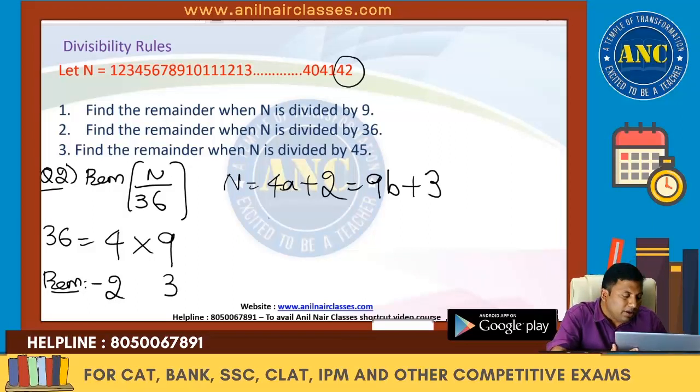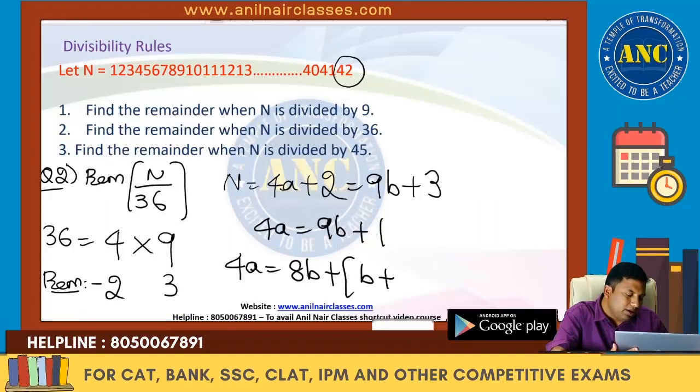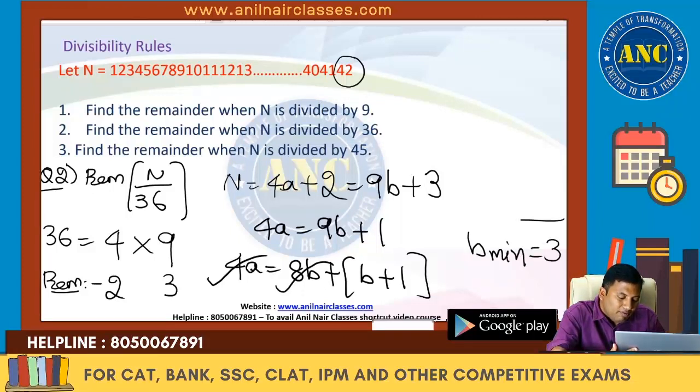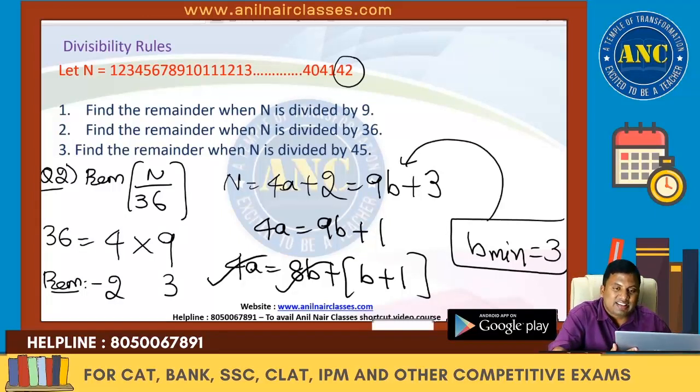4a plus 2 and 9b plus 3. So 4a is nothing but 9b plus 1. 4a is nothing but 8b plus b plus 1. 4a is divisible by 4, 8b is divisible by 4, so b plus 1 should be divisible by 4. b minimum value is 3. Substitute here. 9 3s are 27, plus 3, 30. The lowest possible value is 30.